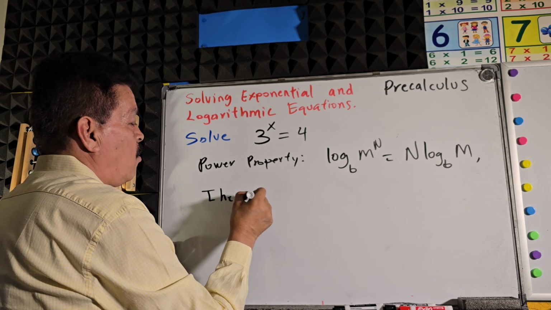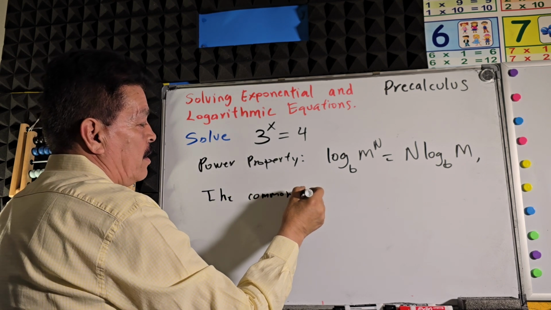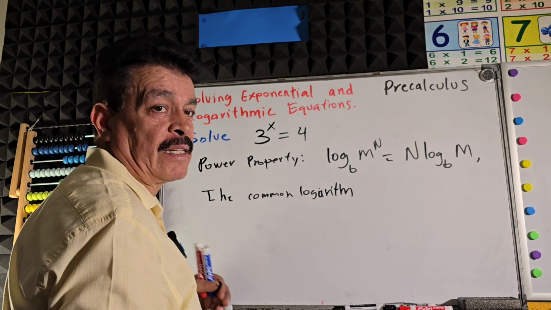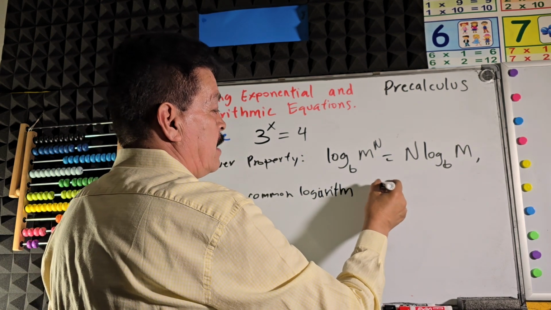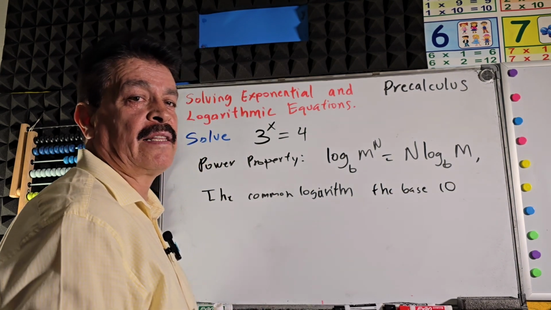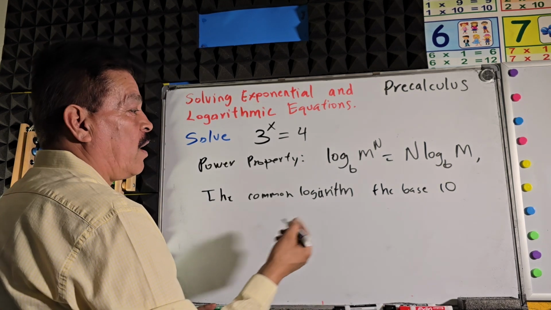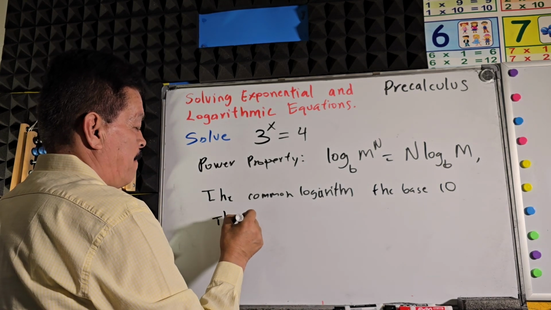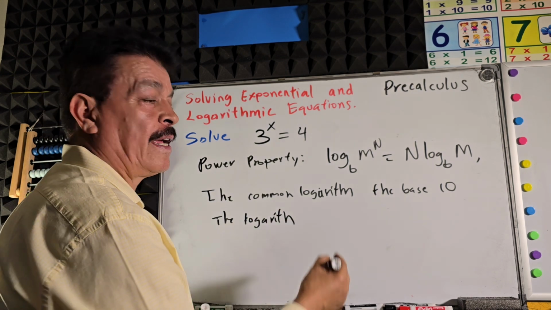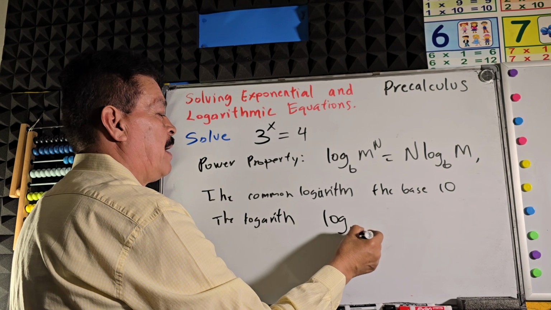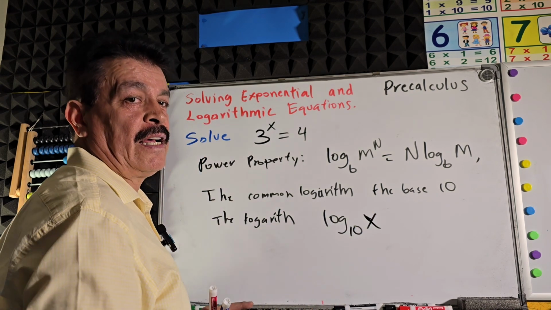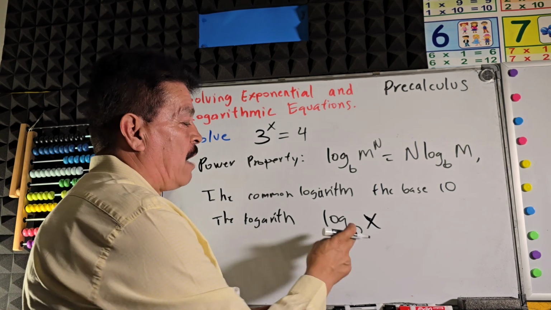Also we use the common logarithm. This is another property, the logarithm with base 10. We have to remember this rule: log base 10 of x is usually written without the 10.